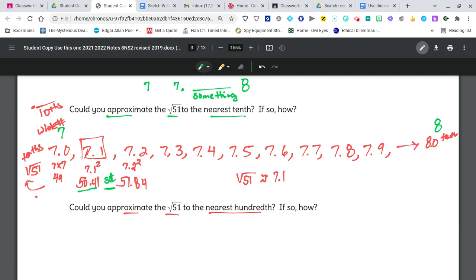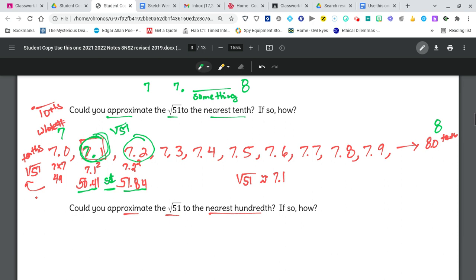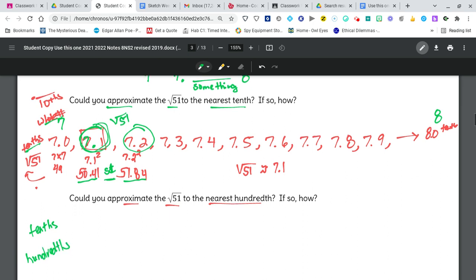It's in between 50.41 and 51.84. So that means the square root of 51 is in between 7.1 and 7.2, although it's closest to 7.1. So just like I used the whole number to help me with the tenths, I'm going to use the tenths to help me with the hundredths. So for the tenths, I know that the square root of 51 is in between 7.1 and 7.2.